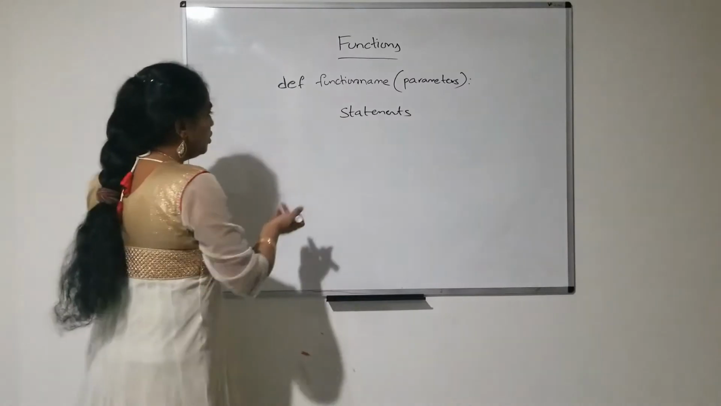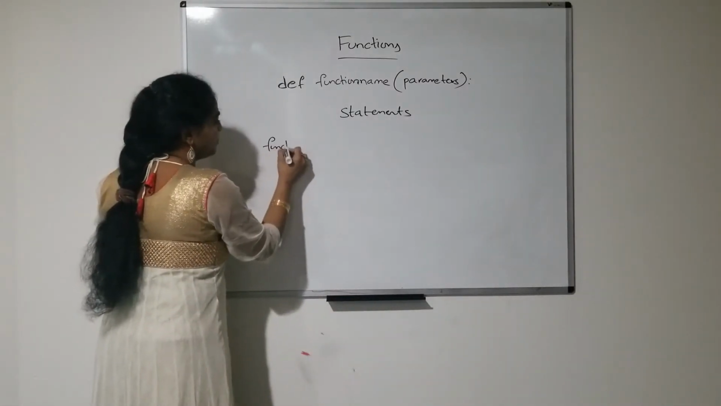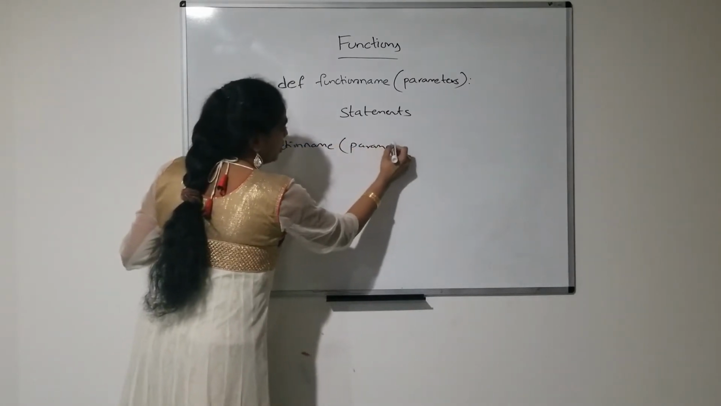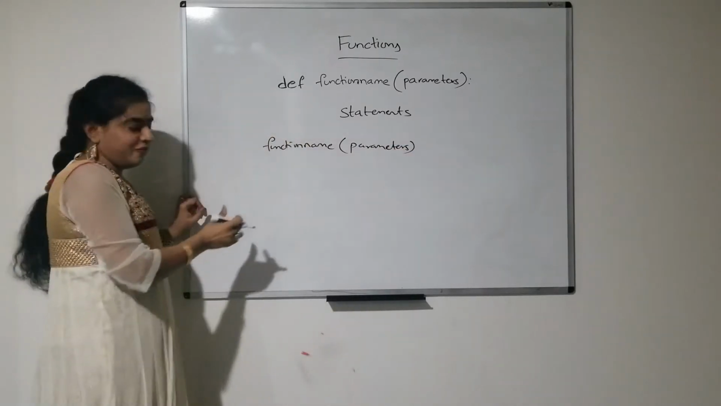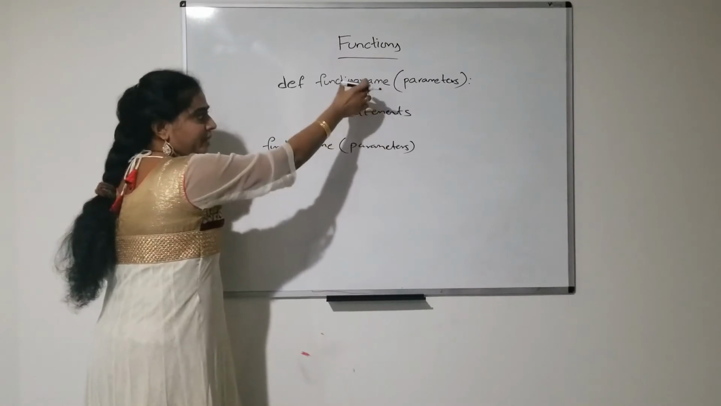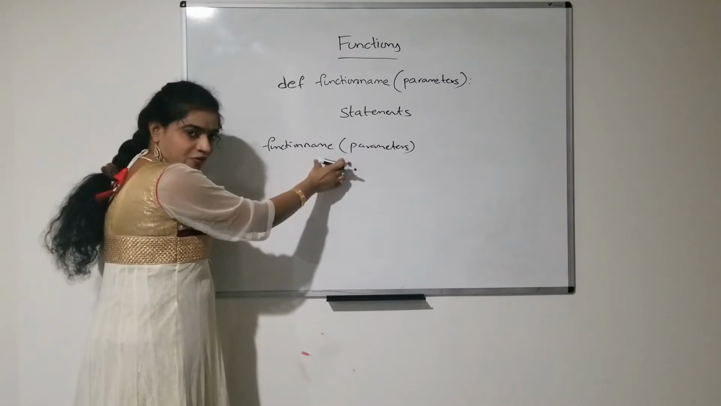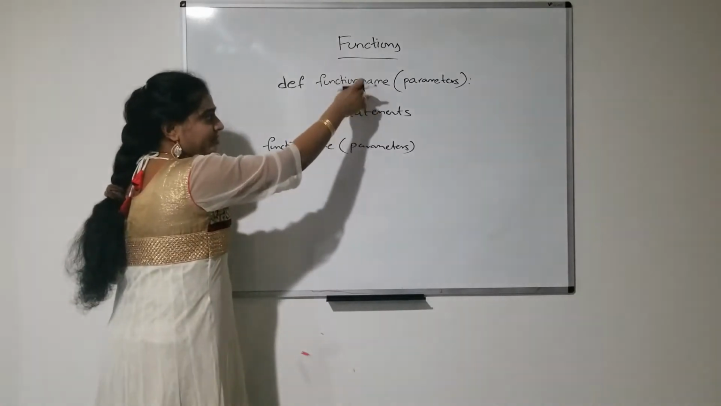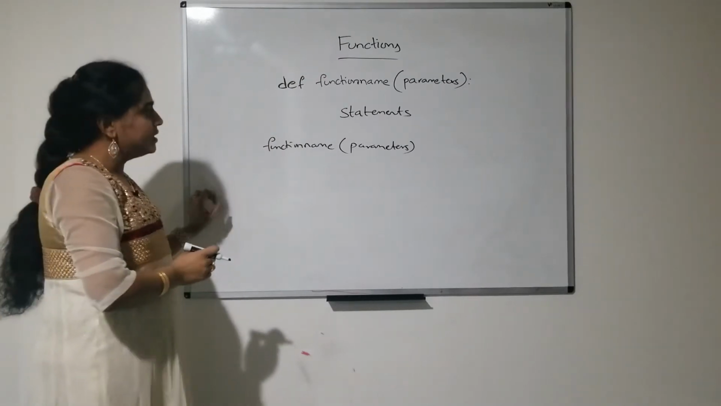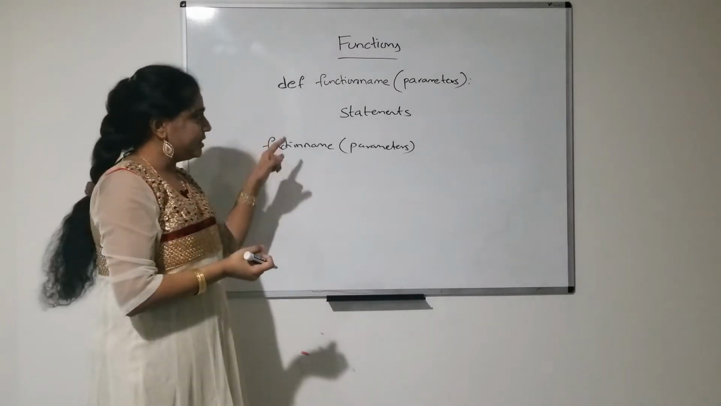Next, whenever you call the function with the function name and pass parameters, the function definition will be executed. Whenever a function call is invoked, the function you have defined gets executed. Let me show one example. I will explain this with an example.